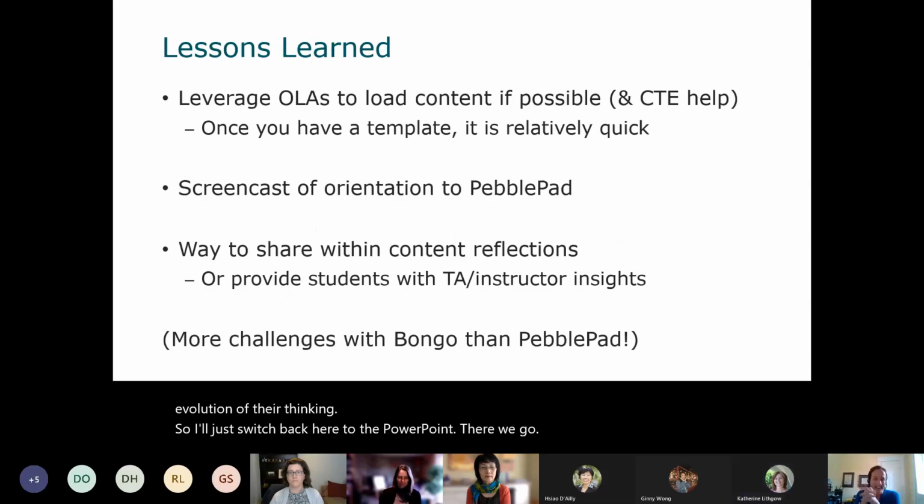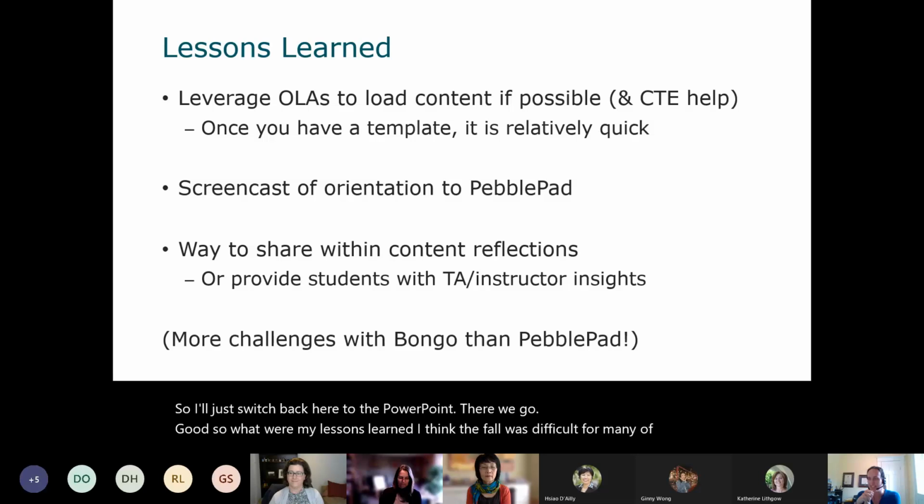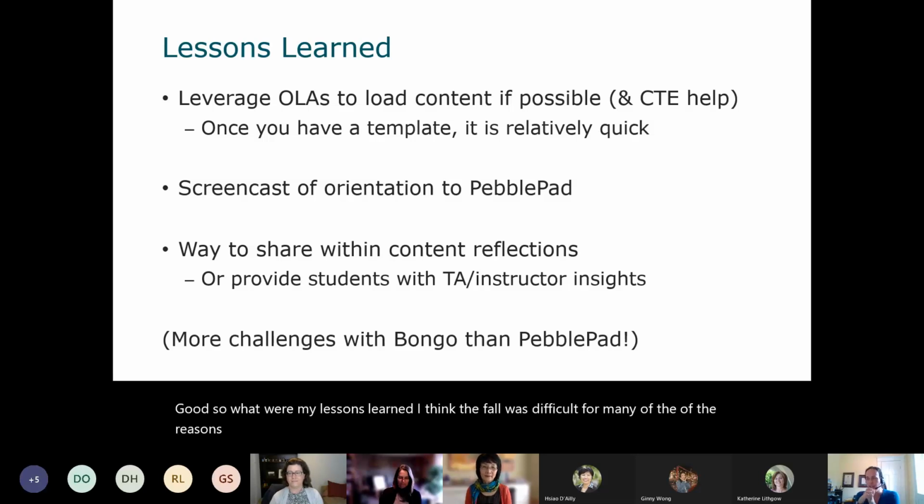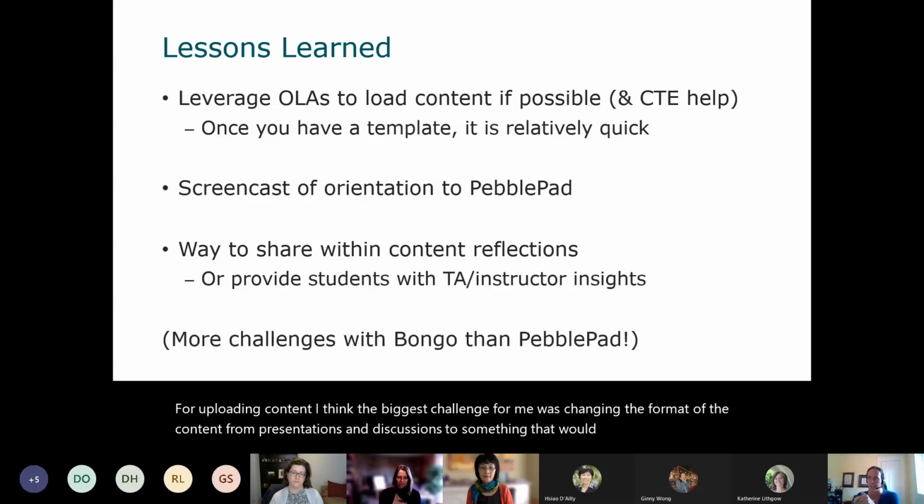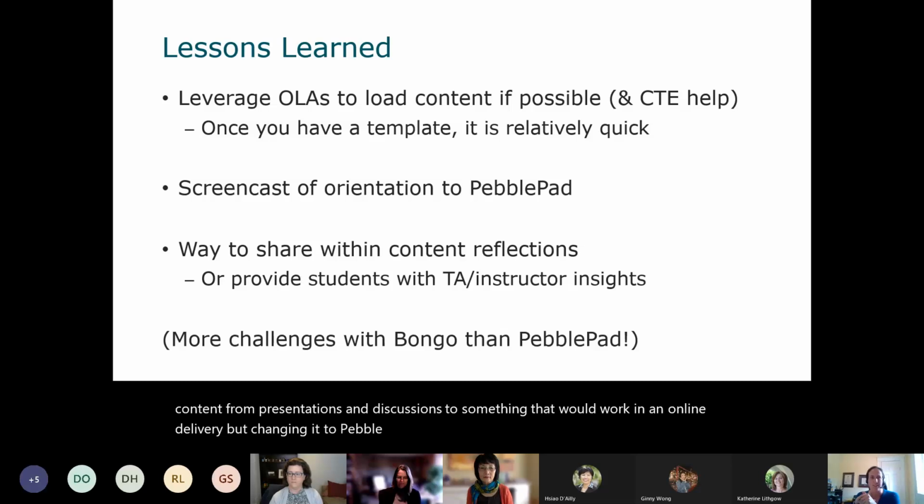So what were my lessons learned? I think the fall was difficult for many of the reasons, and probably for everyone. For uploading content, I think the biggest challenge for me was changing the format of the content from presentations and discussions to something that would work in an online delivery, but changing it to PebblePad itself wasn't any more difficult than changing it to Learn.